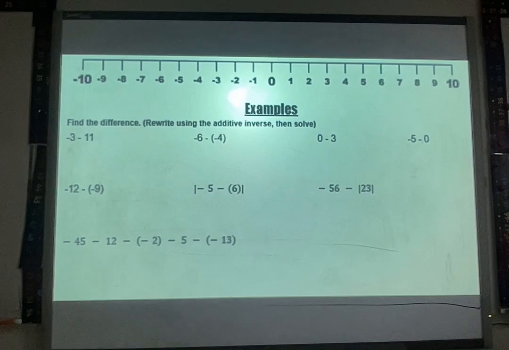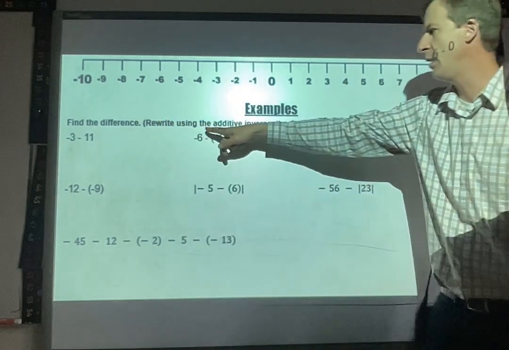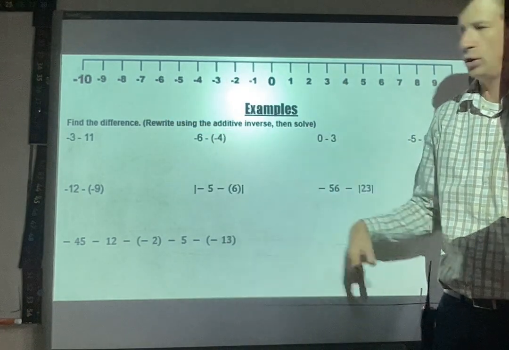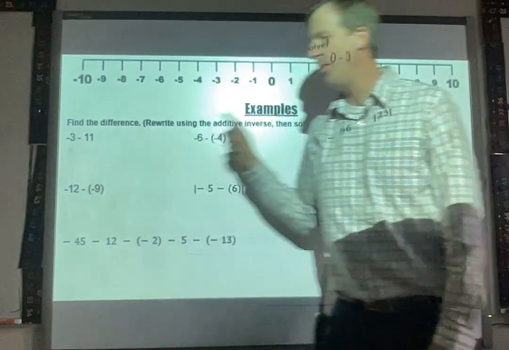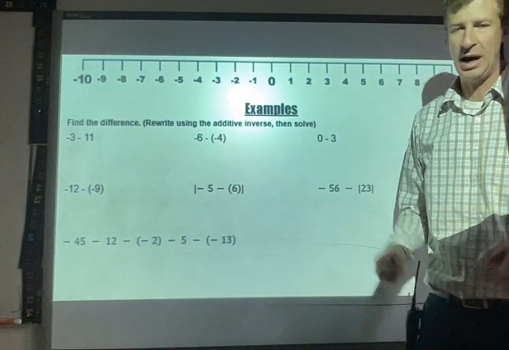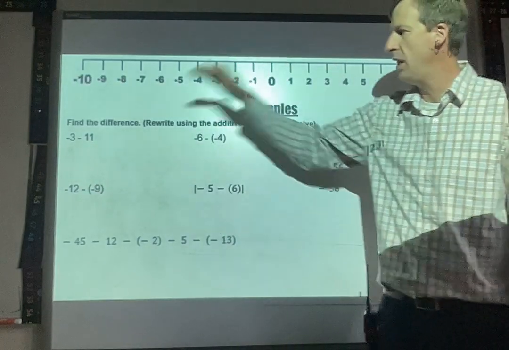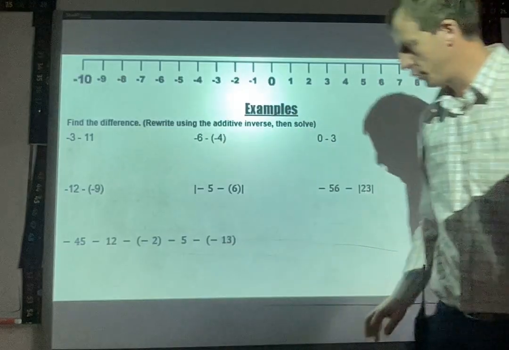All right. Find the difference. Rewrite using the additive inverse, then solve. So again, these are subtraction problems. We are going to change these to addition problems before we go any further. So step number 1, change it to addition. Then you can go through and solve it.